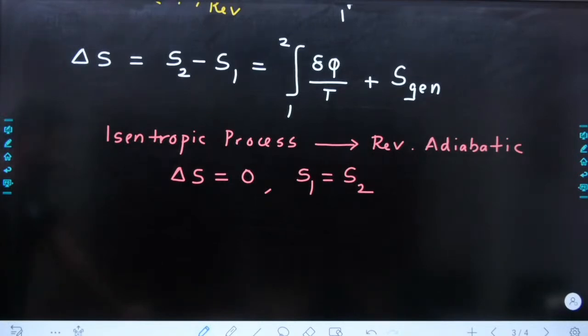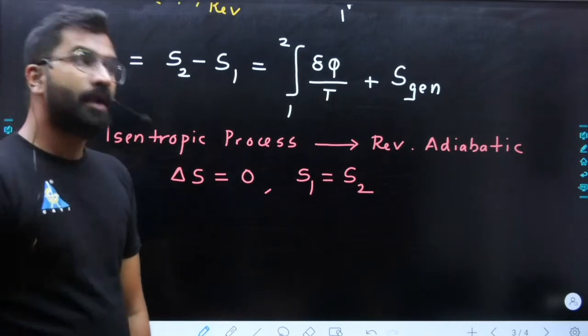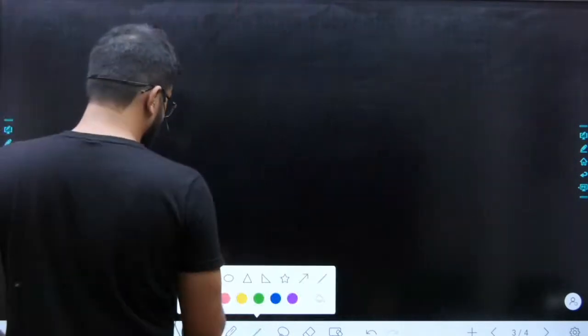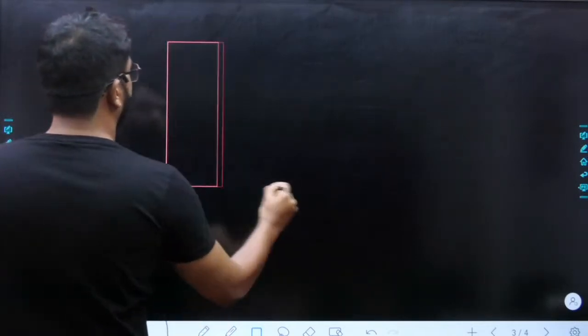Yes, Rahul, an internally reversible adiabatic process is isentropic. Very good, right? So this is the equation. Now, those who have confusion with entropy, you can see here.